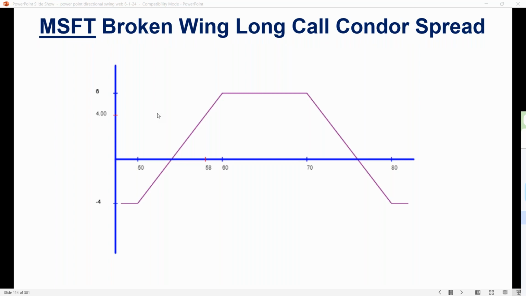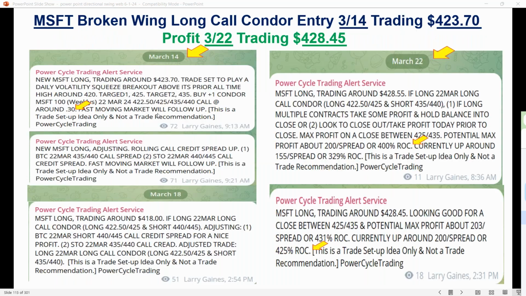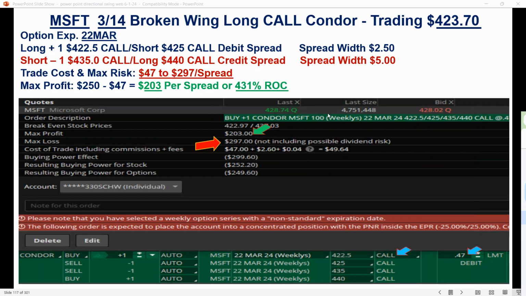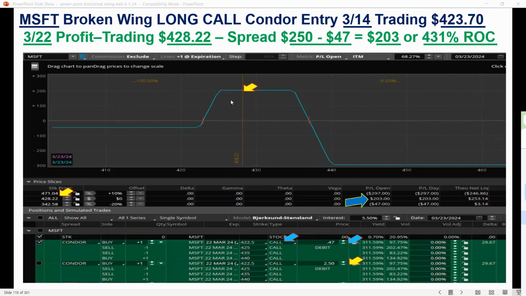And here's one more, a broken wing long call condor on Microsoft. I'll just flip through this. Again, we had a volatility squeeze right here, and we had a breakout on the 4-hour with the daily. We did this with a long call condor, what's called a broken wing condor. We had $47 spread risk here, with potential to make 203 per spread, a 431% return. And it went out right where we wanted it to.